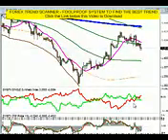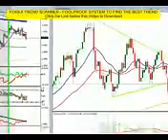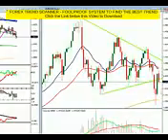Coming down, who's in control? Well, just like the pound dollar, we're seeing on the euro dollar the dollar taking control again. Thus, we have our push lower.